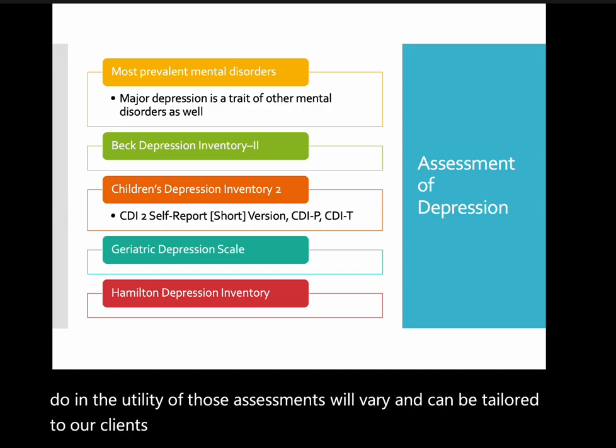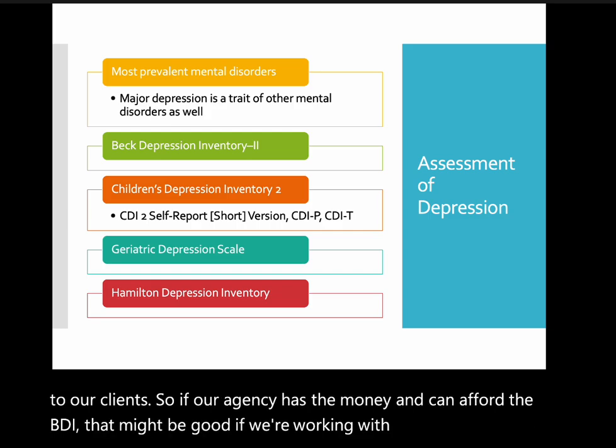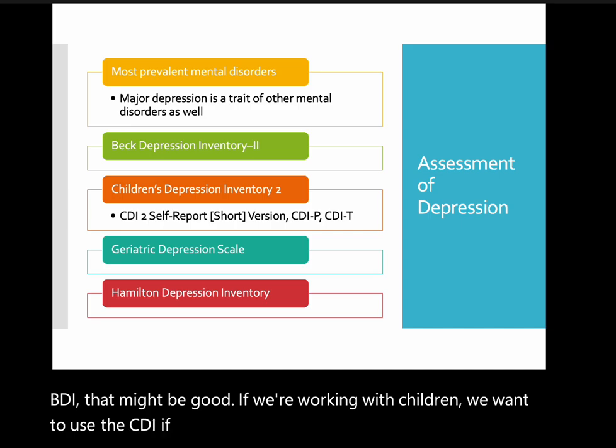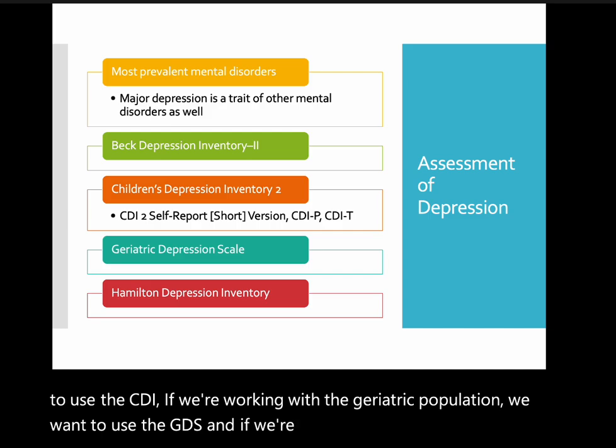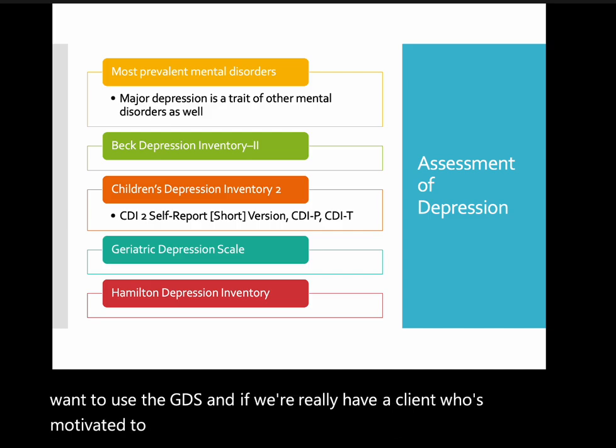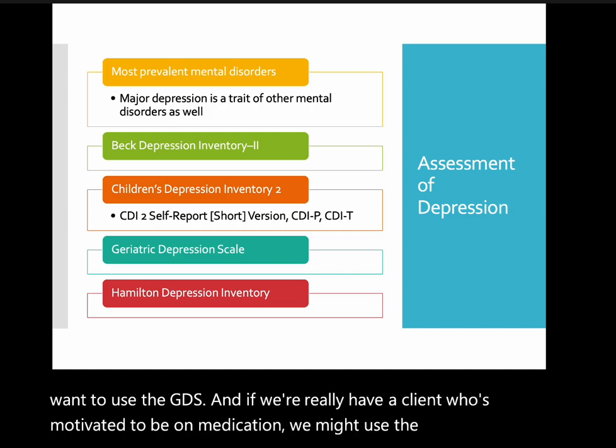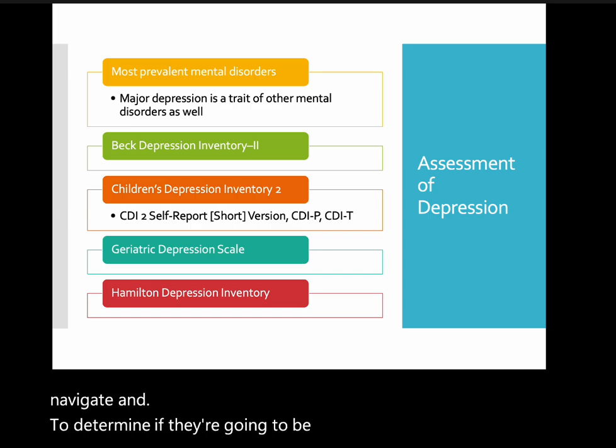So if our agency has the money and can afford the BDI, that might be good. If we're working with children, we want to use the CDI. If we're working with a geriatric population, we want to use the GDS. And if we really have a client who's motivated to be on medication, we might use the HDI to help navigate and determine if they're going to benefit from that medication.